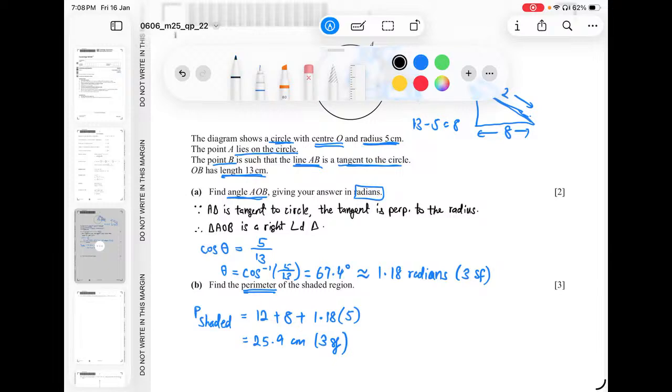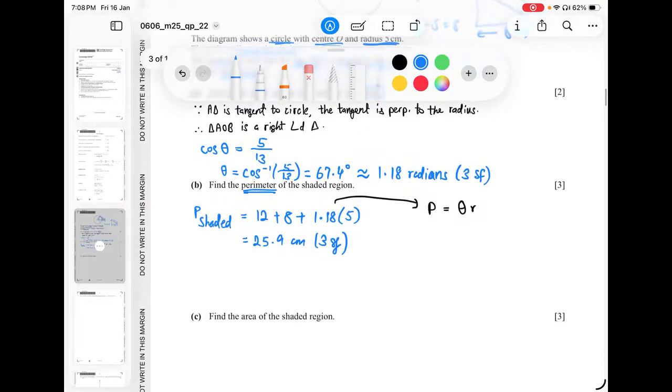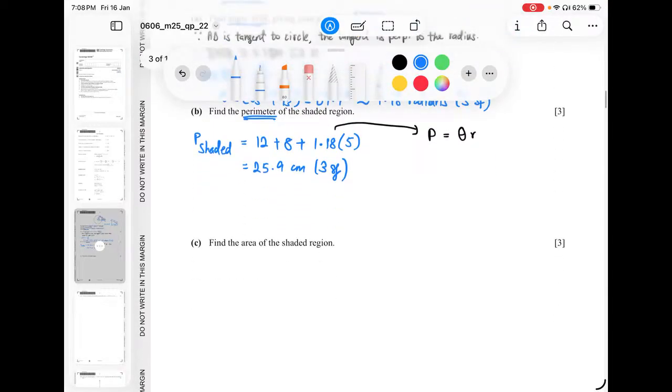So the property we use to find the arc length, the formula, is basically that the perimeter of an arc is going to be theta times r, the angle in radians times the radius. So hope you understood that formula and recalled it from your revisions. And now they're asking you to find the area of the shaded region.